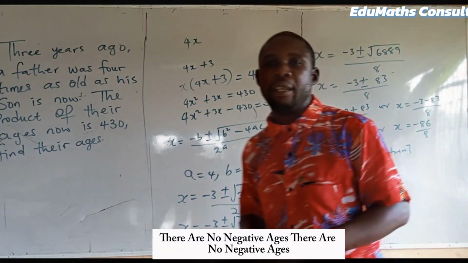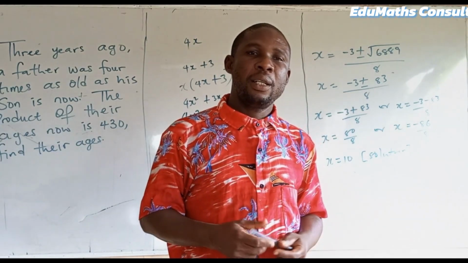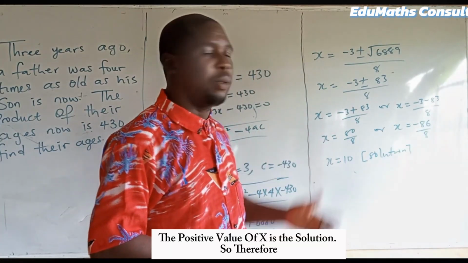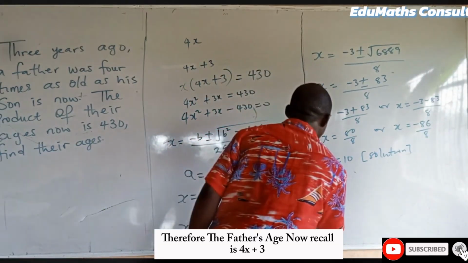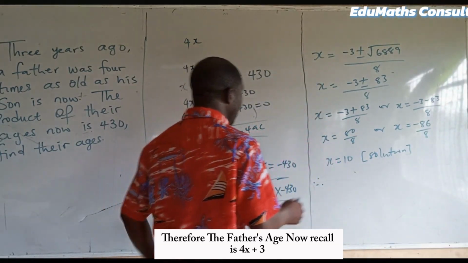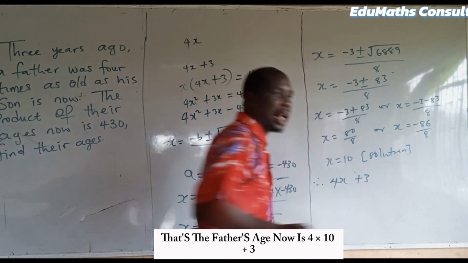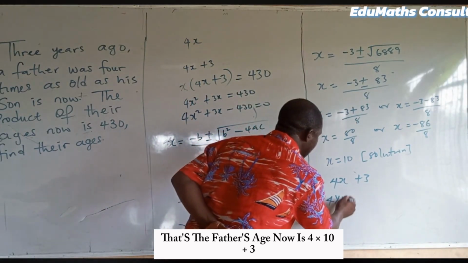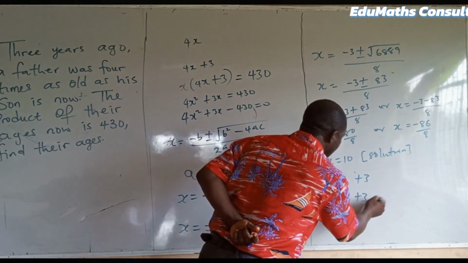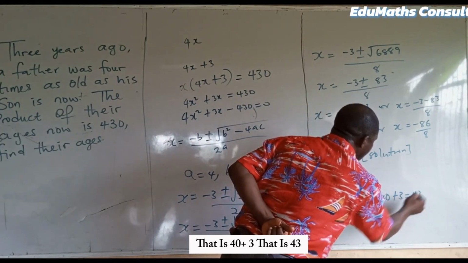There are no negative ages. So the positive value of x is the solution. Therefore, the father's age now is 4x plus 3. So the father's age is 4 times 10 plus 3. That is 40 plus 3, that is 43.